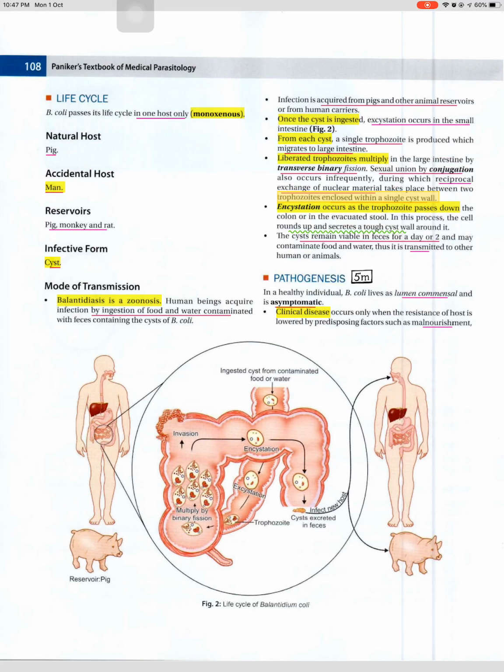Laboratory diagnosis. Stool examination. Diagnosis of B. coli infection is established by demonstration of trophozoites and cysts in feces. Motile trophozoites occur in diarrheic feces and cysts are found in formed stools. The trophozoites can be easily recognized by their large size, macronucleus and rapid, revolving motility. The cysts can also be recognized in the formed stools by their round shape and presence of large macronucleus.